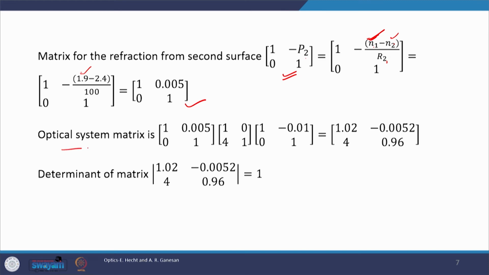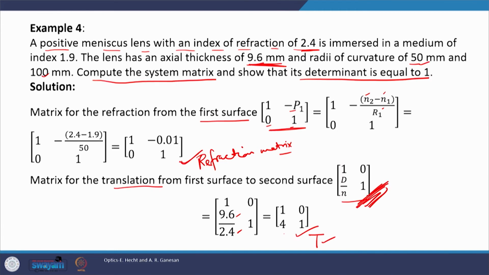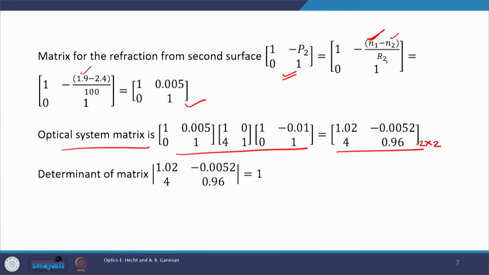Now, to get the system matrix, we will have to multiply all these matrices. The multiplication is performed here, and this is the final expression. This is the system matrix. And this is what is being asked: compute the system matrix so that its determinant is equal to 1. If this system matrix is correctly calculated, then its determinant must be equal to 1, as we learned before. Here the determinant is calculated, and we found that it is equal to 1. And this is all for this problem.